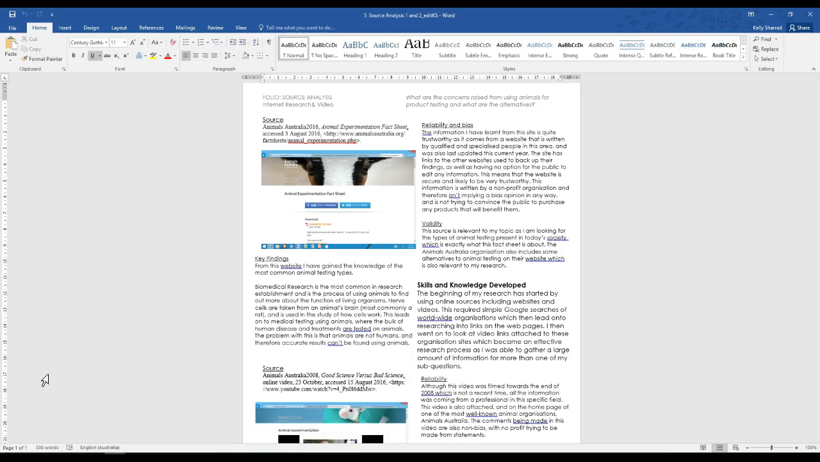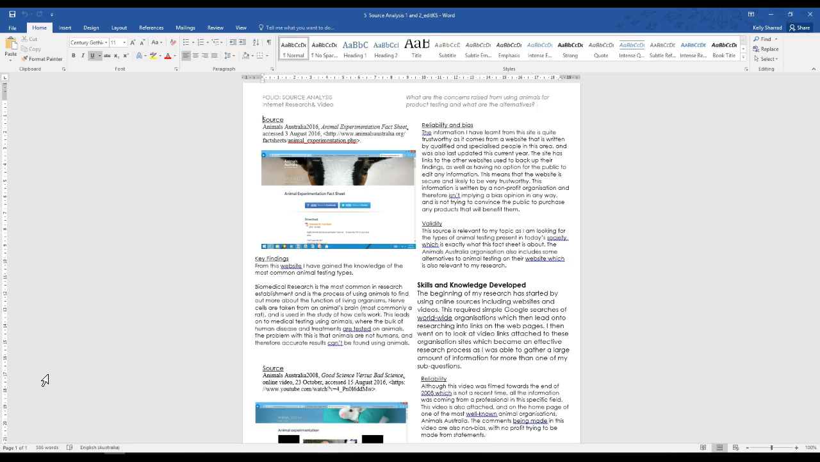Hi everyone. So today I'm going to be talking about how to complete a source analysis. So a source part of your folio is going to be a series of source analyses which analyze your sources, and it shows that you have picked good quality sources that are relevant to your research project.